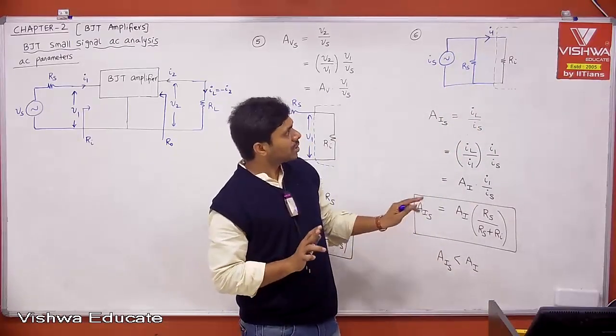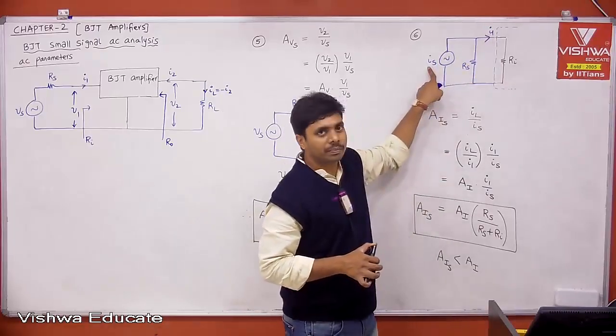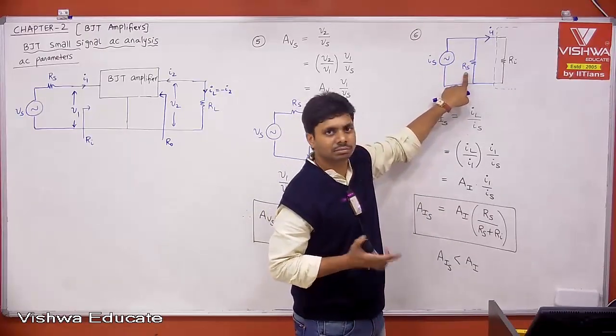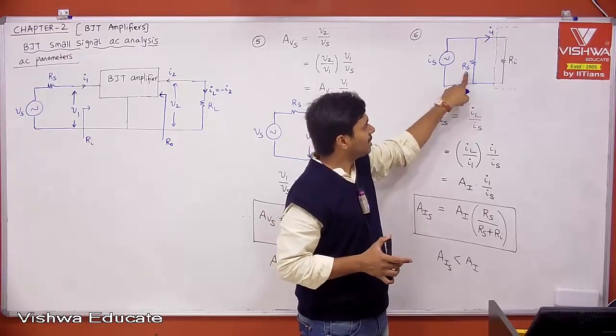Tell me, just generically or from network analysis, if you want I1 equal to IS, can I say RS is infinity? If RS is infinity, then I1 is equal to IS. What do you mean by RS is infinity?